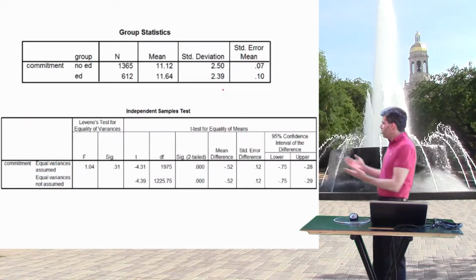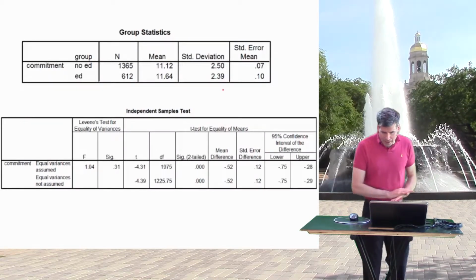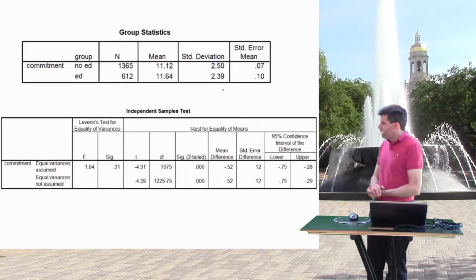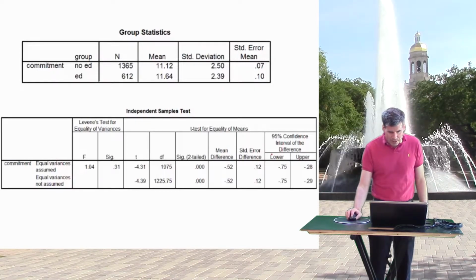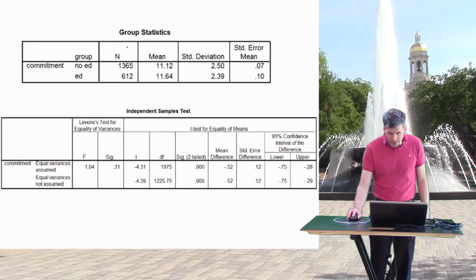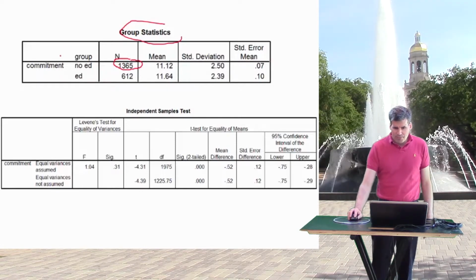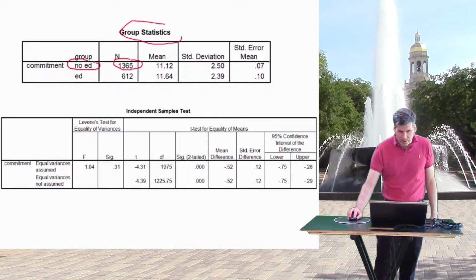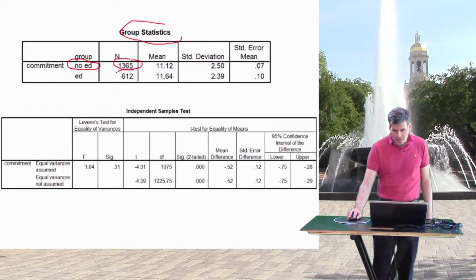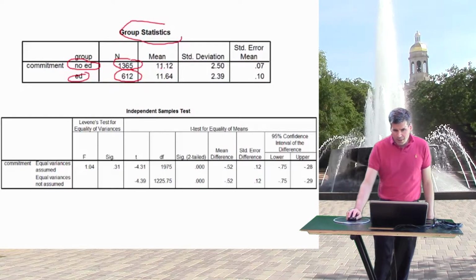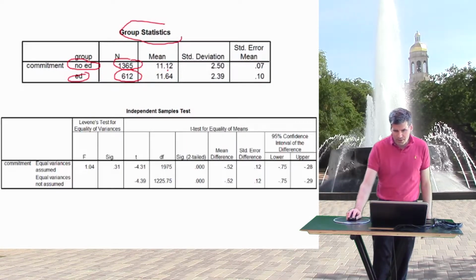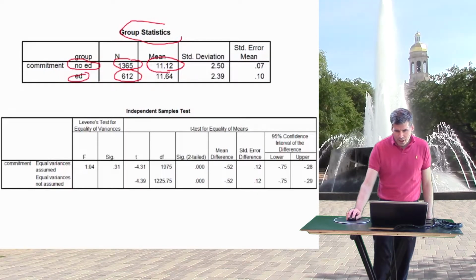Okay, here are results from their study. They look like this. This is SPSS output for these results. And let's see what we have here. So at the very top, where it says group statistics, it gives us our sample sizes. There were 1,365 people that said they received no education. There were 612 people who said they received some kind of education. The mean for the people with no education on this commitment scale was 11.12. And for the people who said they received education, it was 11.64.